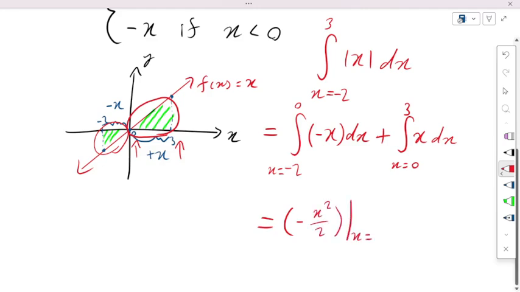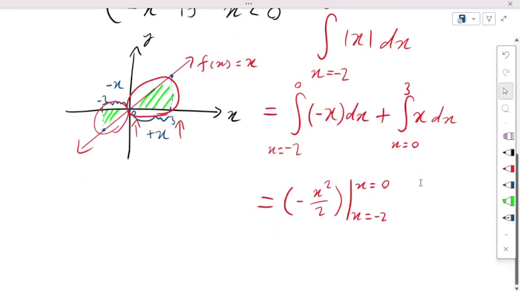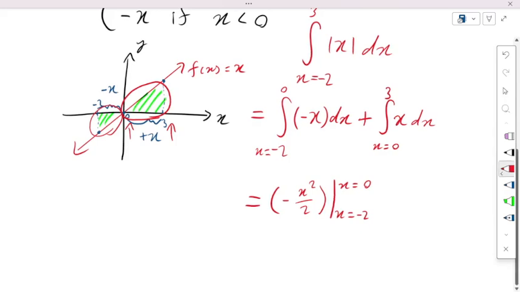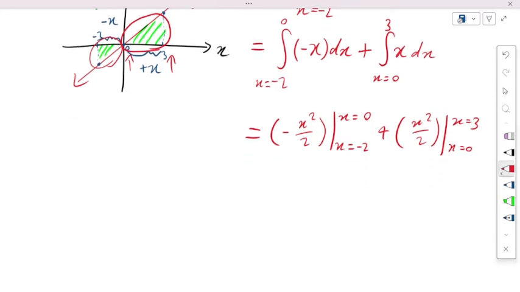And then this is evaluated from x equals -2 until x equals 0. And then what we are doing over here is we are just going to add, so let me just zoom out a little bit, the other one, which is the x squared over 2, which is the integral of x with respect to x. And we're evaluating it from x equals 0 until x equals 3. Okay, cool. We need to continue, so let's just evaluate.